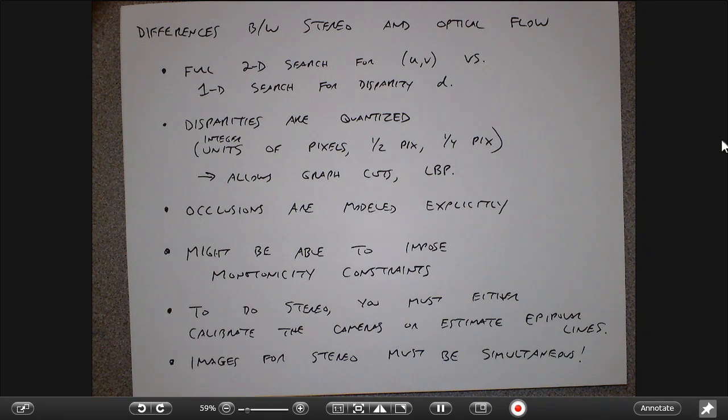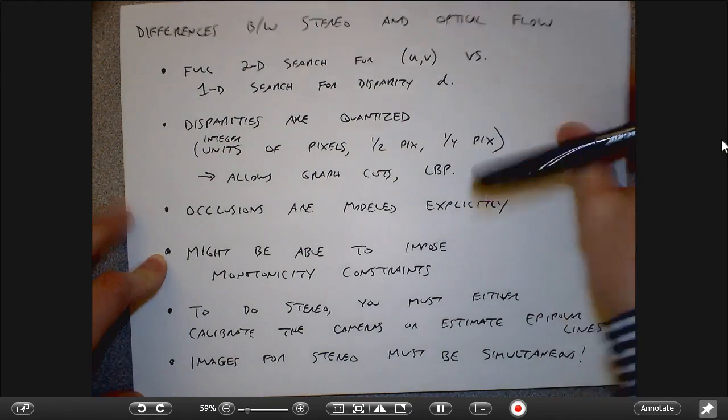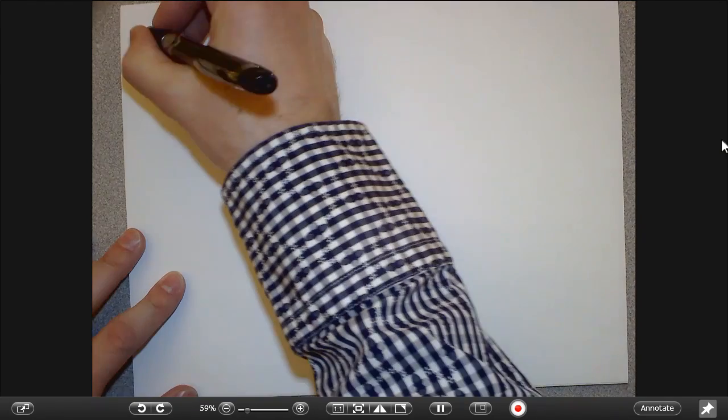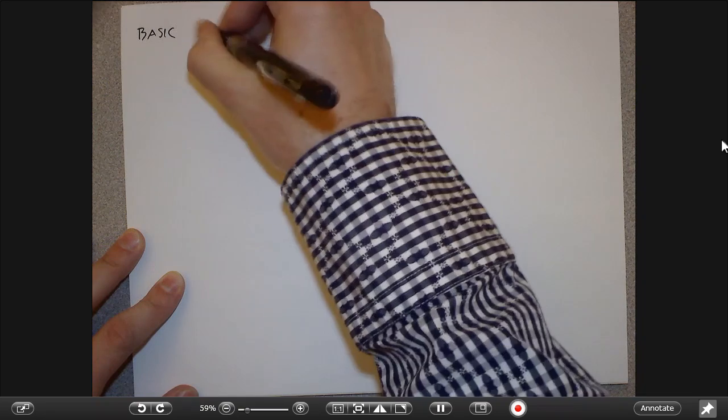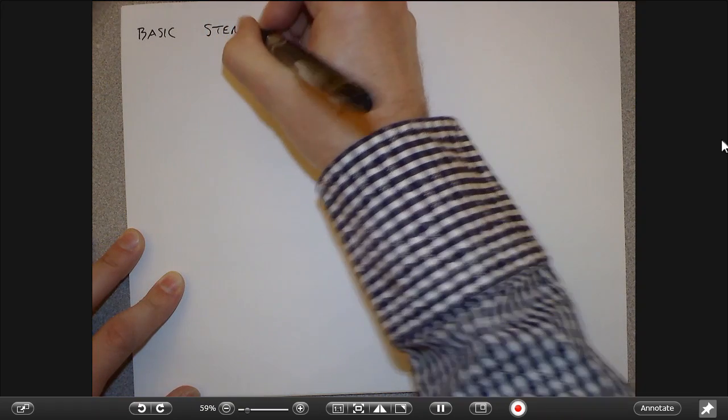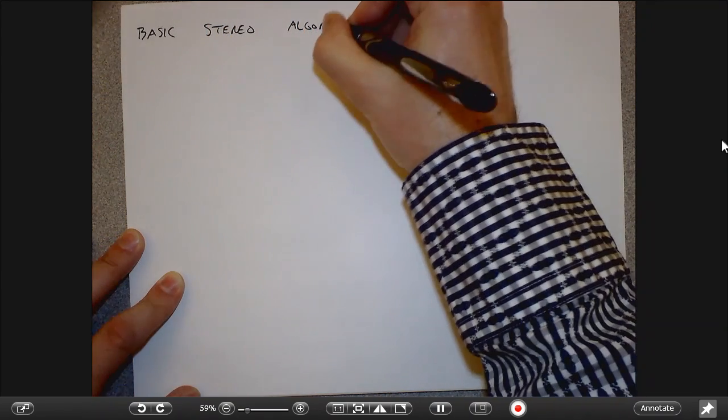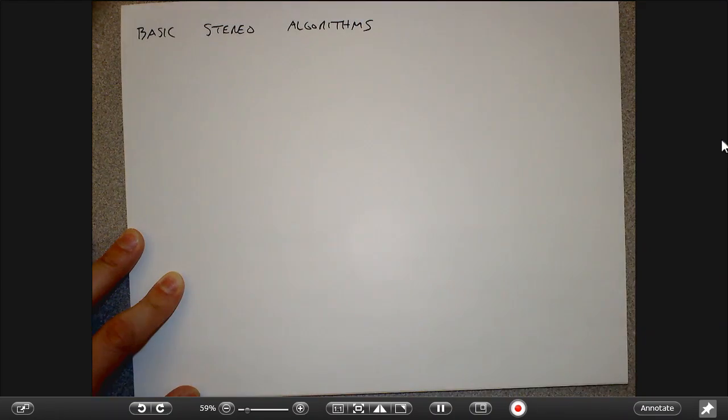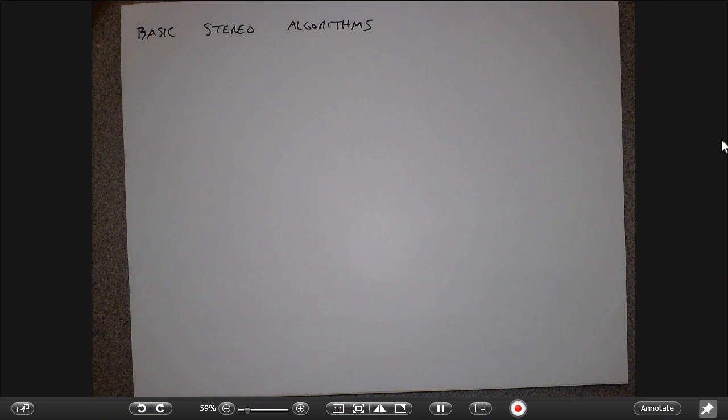Okay, so any questions about the big picture? All right, so what I want to talk about first are some very basic ideas that underlie some of the first stereo algorithms, okay? These are not ideas that are going to get you all the way there for the best performing stereo algorithms of the day, but this is the basic idea.